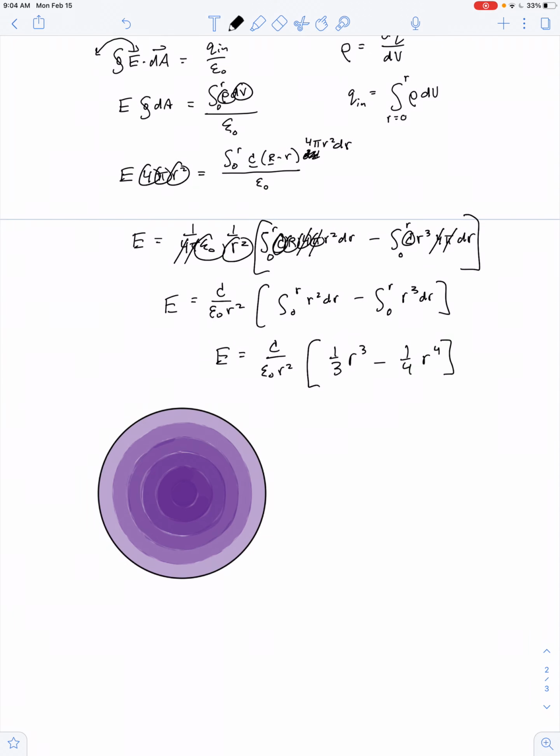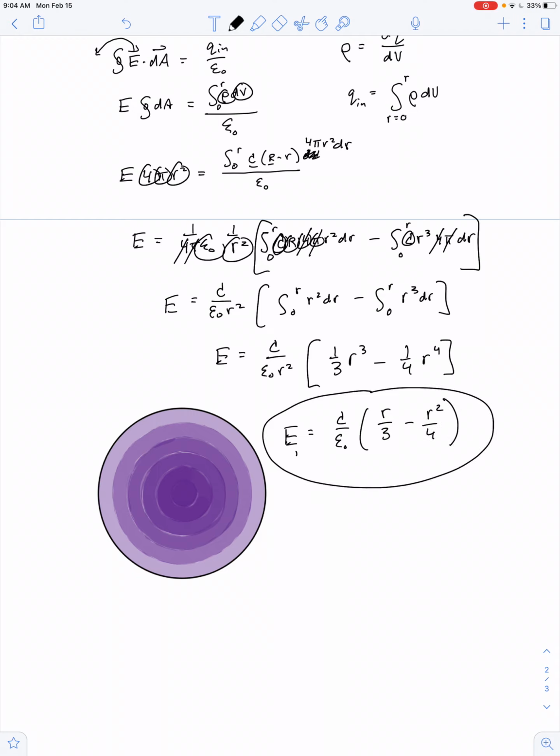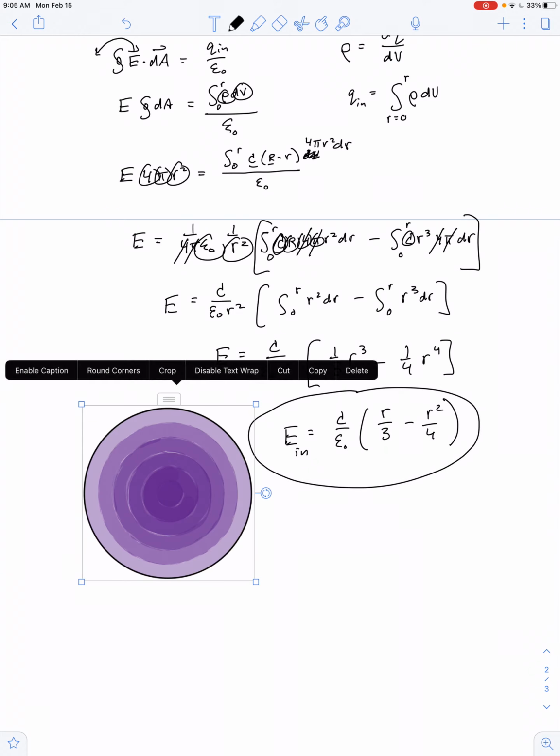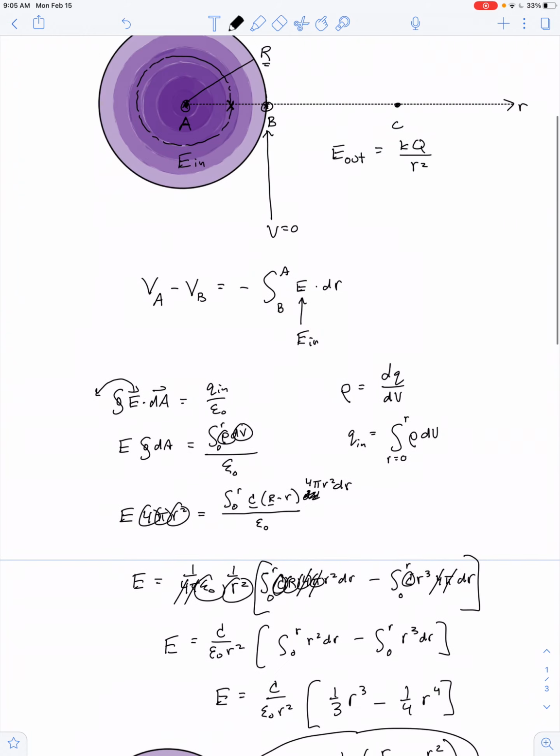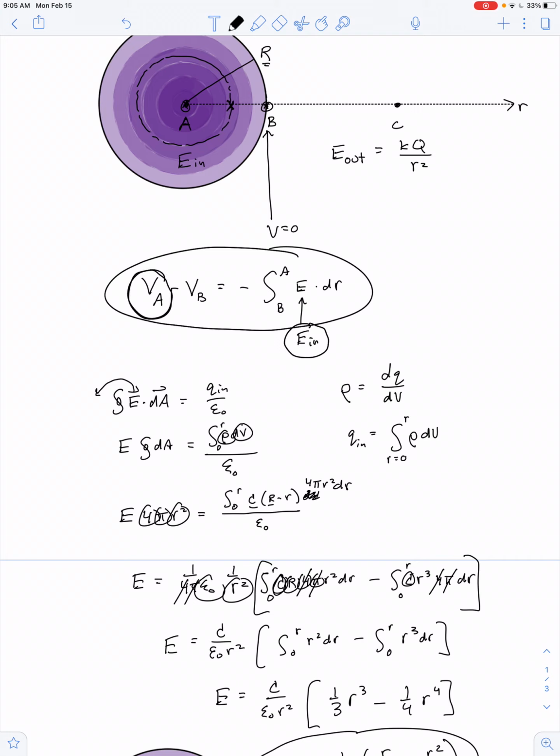And then we can distribute here. E is equal to c over epsilon naught times r over 3 minus r squared over 4. There you have it. That's an expression for the electric field at points inside of this spherical distribution of charge. And so that's what we use for E as we perform this integral as a way of finding the electric potential at the center.